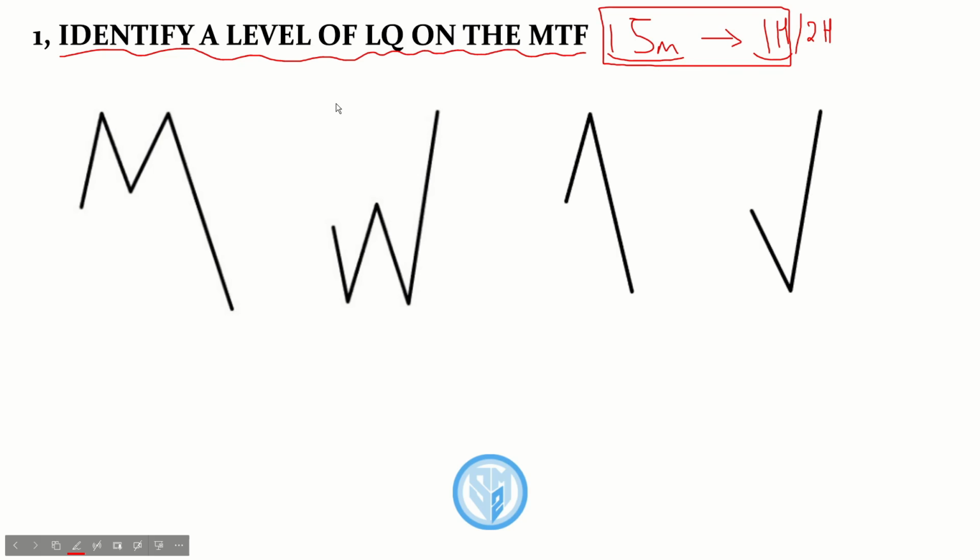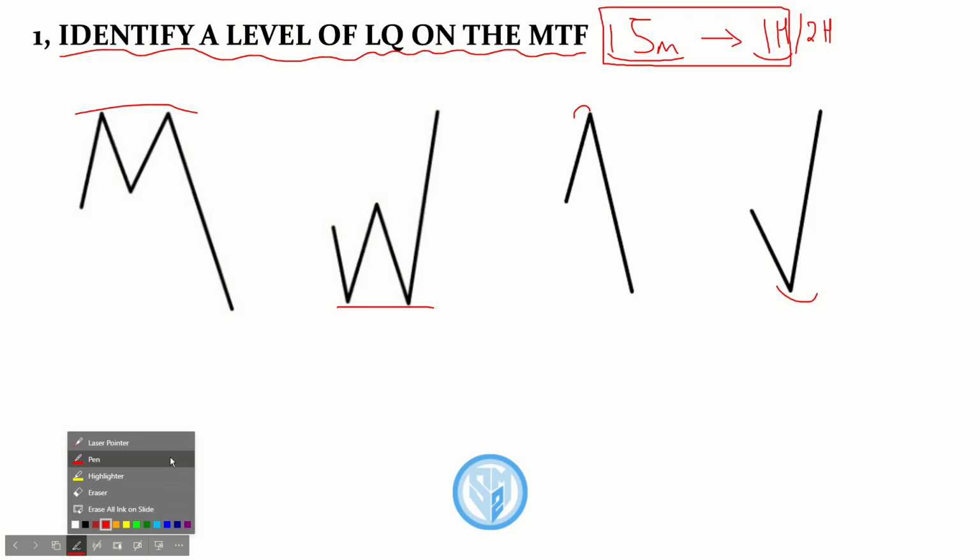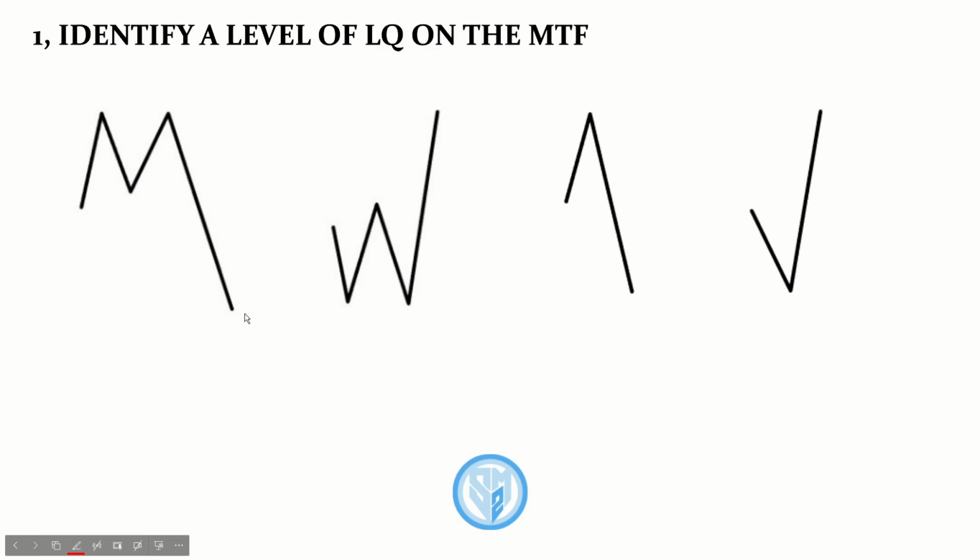And really this step is very simple. All we're looking for is a level of liquidity such as equal highs, equal lows, a swing high, or a swing low. What I'm looking for is just to identify this level, and I'm going to be waiting for price to reach this level. Why am I going to be waiting for price to reach this level? It's because I want to see a liquidity sweep when price comes up to this level.